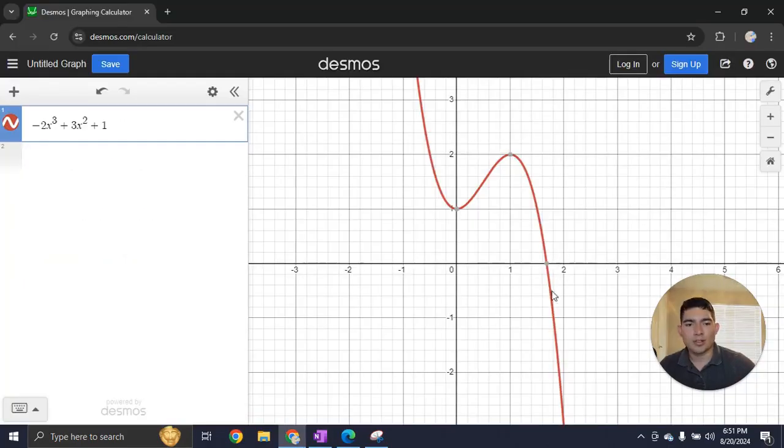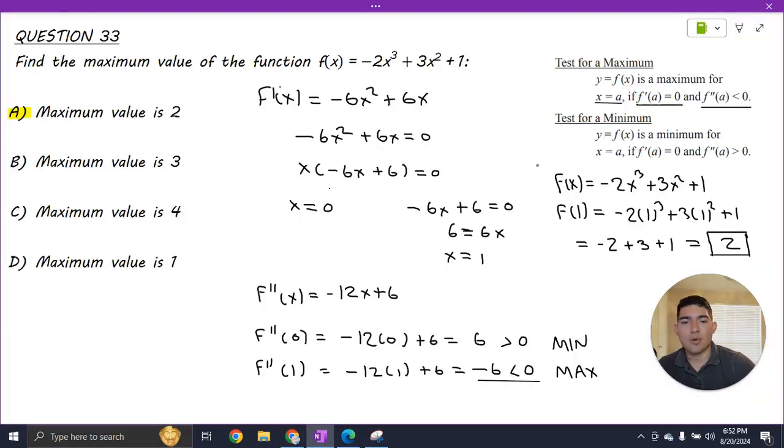Real quick, here's also a visual representation of the function. As you can see, this is going to be our maximum value right here at x equals 1, and it's going to be a maximum value of 2. And then the minimum value is going to be at x equals 0, and it's going to be a minimum value of 1. So now that problem is complete, let's move on to number 34.